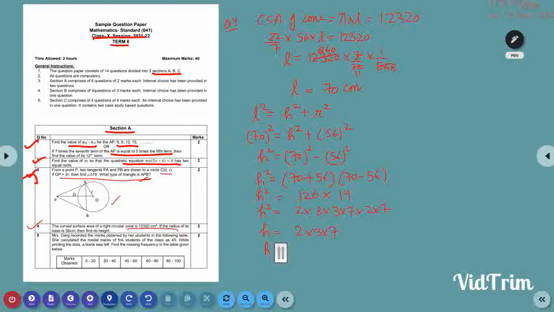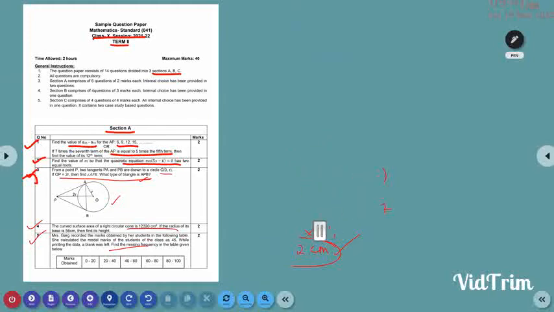Next, question number 5. Mrs. Garg recorded the marks obtained by her students in the following table. She calculated the modal marks of the students of the class as 45. While printing the data, a blank was left. Find the missing frequency in the table given below.